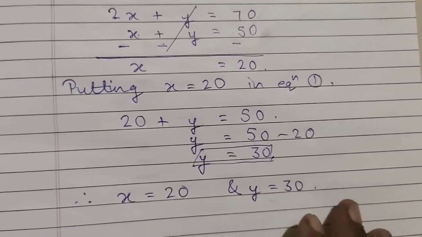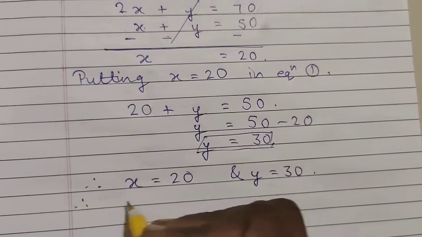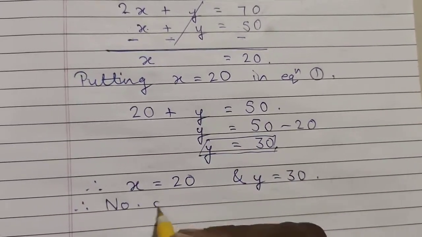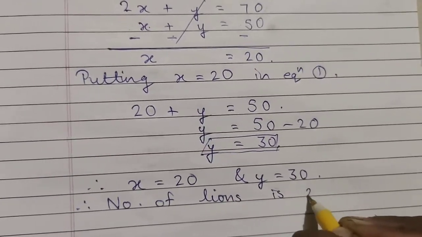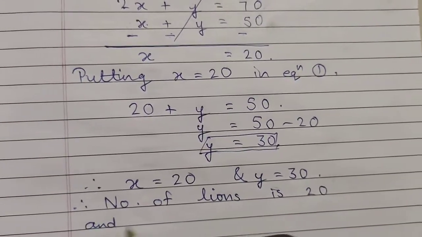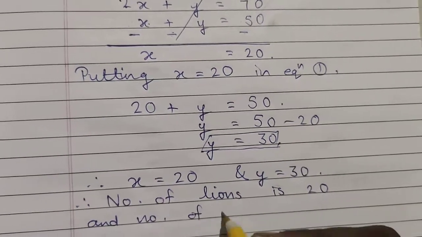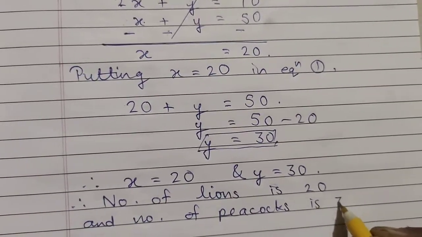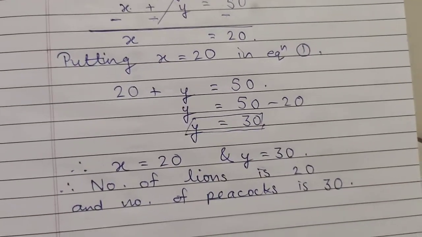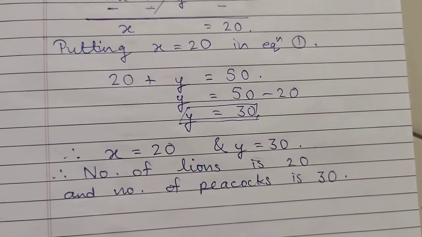Now what is your x? Number of lions. So let us write the final answer. The number of lions is how much? 20, and the number of peacocks is 30. Y means peacocks and x means lions.